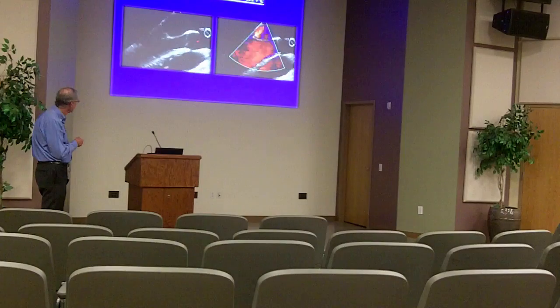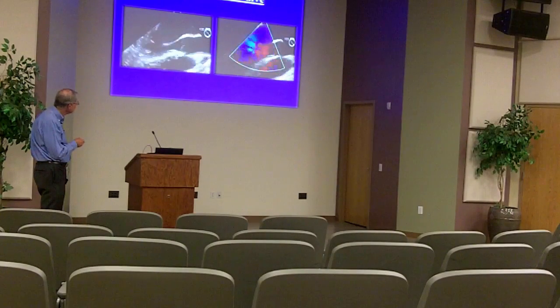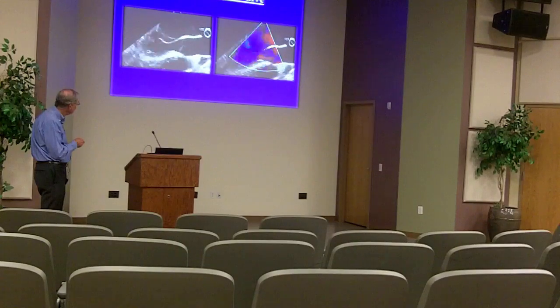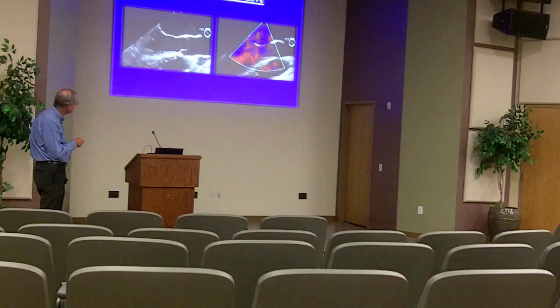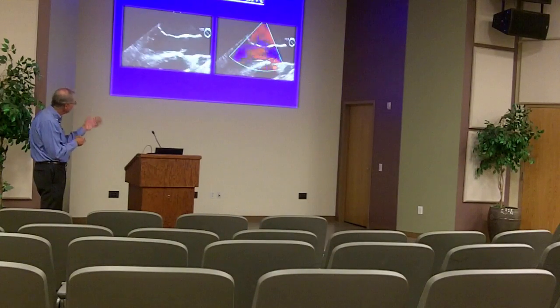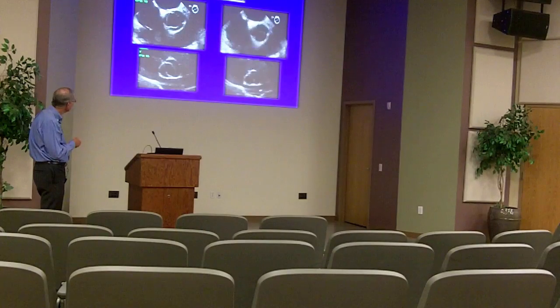So this is a normal aortic valve right here, and this is the mitral valve. If we put color flow on it, we can see where the turbulence is. You see that yellow area up there? That's a very rapid flowing jet. That helps us look at some of these heart problems.